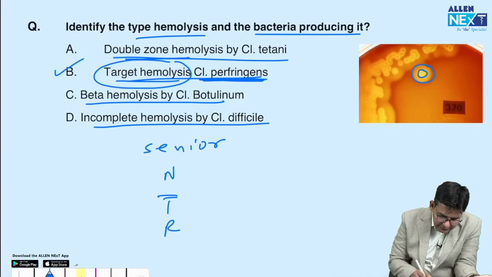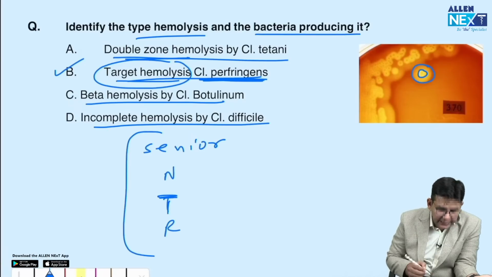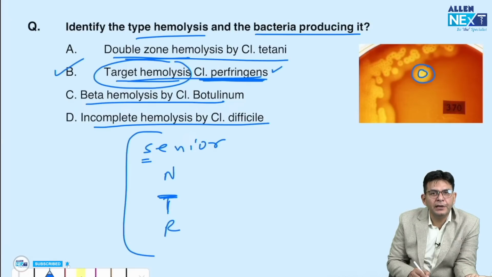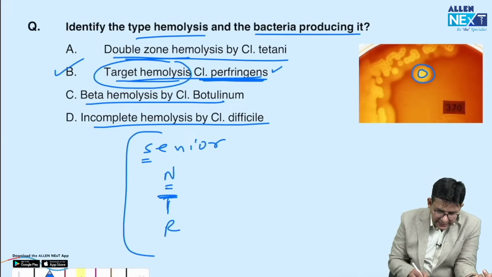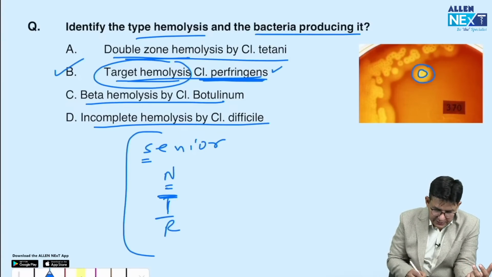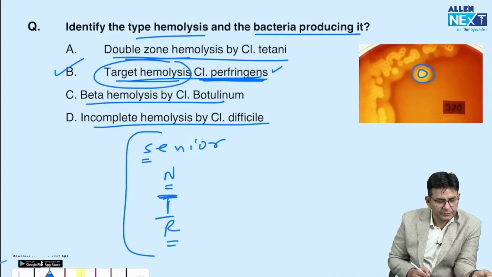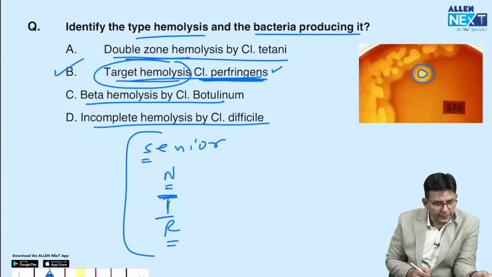Another important set of reactions, which we already know from our lectures, has a mnemonic: the reactions of Clostridium perfringens, STNR. S is stormy fermentation of litmus milk. N is Nagler's reaction. T is target hemolysis. R is reverse CAMP test. Okay, so the answer to this question is B.